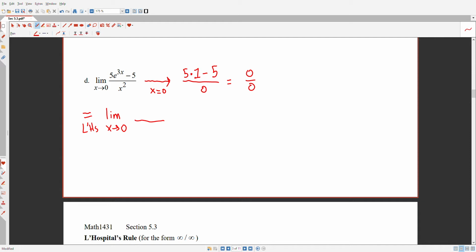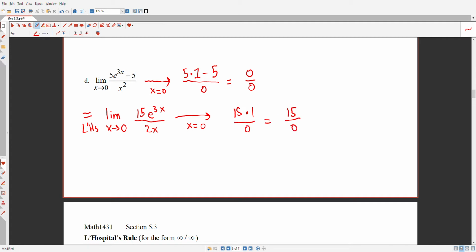All right, I'm assuming you've at least given this a shot, so let's see how this works. The derivative of the top would be, the derivative of e to the 3x is 3 times e to the 3x, so that becomes this number when I multiply by the 5, and the derivative of the bottom becomes 2x. And now when I plug in x equals 0, I get 15 times 1 over 0, which is 15 over 0.